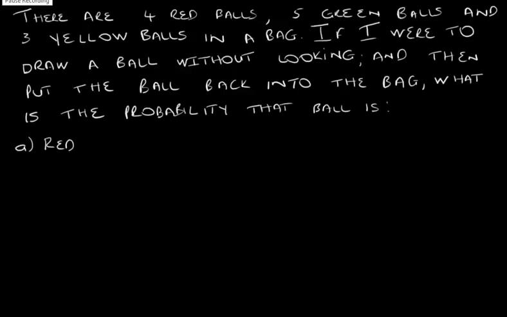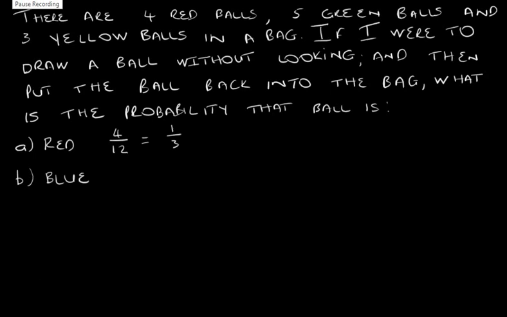Now let's look at the next example. There are 4 red balls, 5 green balls, and 3 yellow balls in a bag. If I were to draw a ball without looking and then replace the ball back into the bag, what is the probability that the ball will be red? What do I need to do? I need to add up how many balls there are in total. 4 red balls, 5 green balls, and 3 yellow balls. That will give me a total of 12. And how many red balls are there? There are 4. So the probability of me drawing a red ball would be 4 over 12.